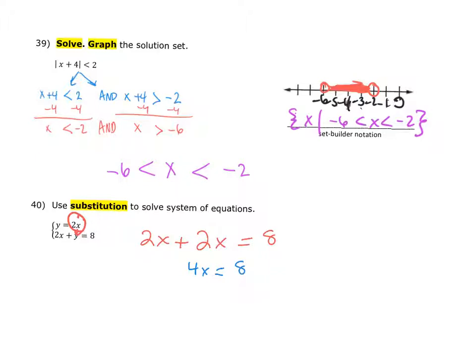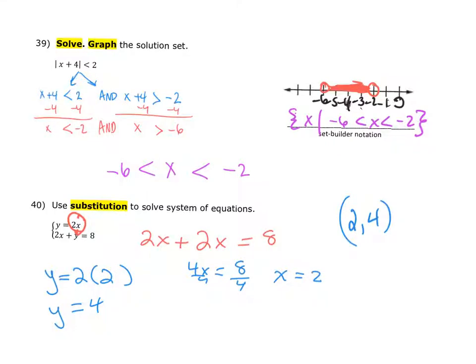4x is 8, so I know that x is equal to 2. If x is 2 and y is 2 times x, then y must be 2 times 2, which is 4. I always answer in terms of a point, because what we're really trying to find is the point of intersection between those two. When x is 2, y is 4.